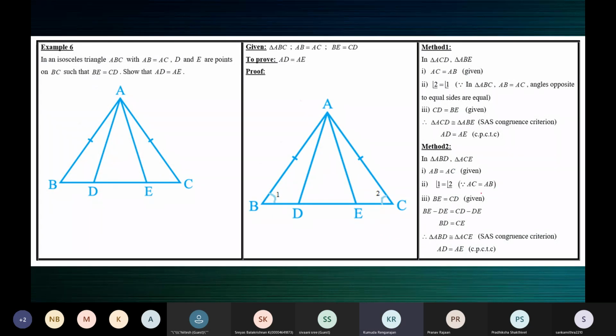See that first method which we discussed, you can also proceed like this. You can either split BE or you can subtract DE from both the sides. For BE and CD, you can write BE as BD plus DE and you can write CD as CE plus ED. Or you can subtract DE from both the sides, like what you see here.